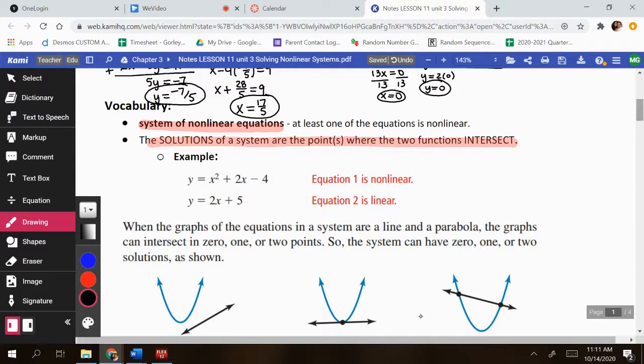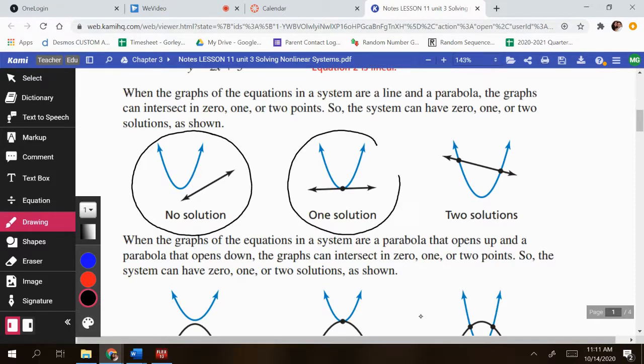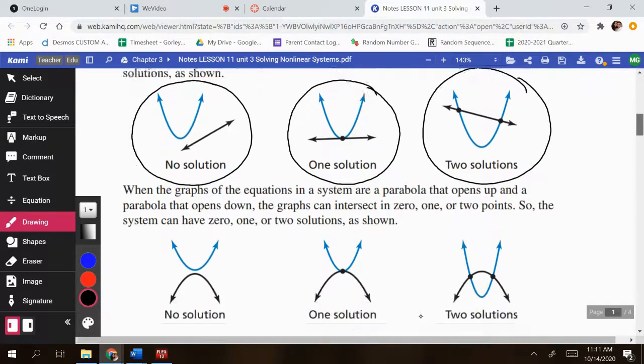It only takes one of those functions to not be linear in order for it to be a system of nonlinear equations. Okay, when the graphs of the equation are a line and a parabola, you can either have 0 intersection points, 1 intersection point, or 2 intersection points. In other words, the system can have 0 solutions, 1 solution, or 2 solutions. So when there's no intersection, there's no solutions. When there's 1 intersection, there's 1 solution. And when there's 2 intersections, there's 2 solutions.